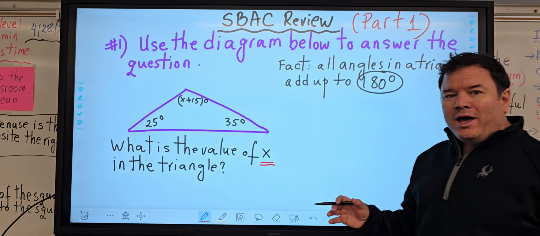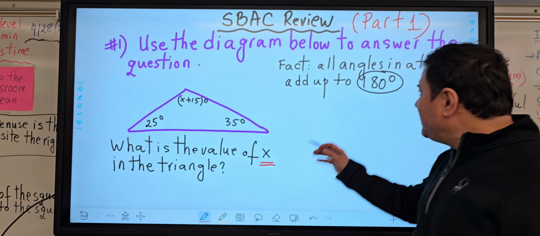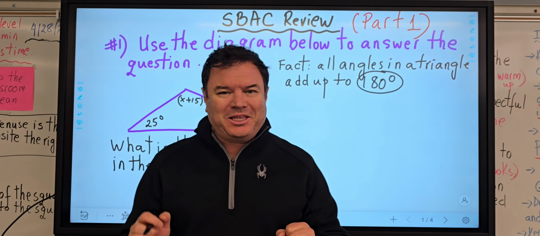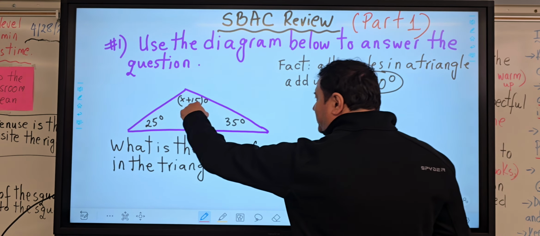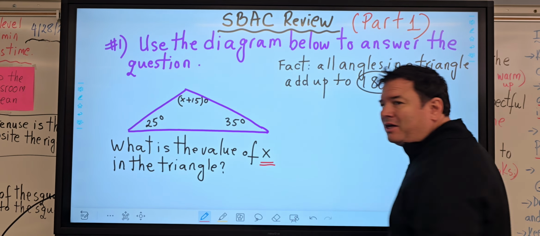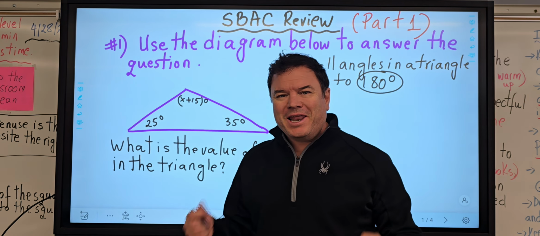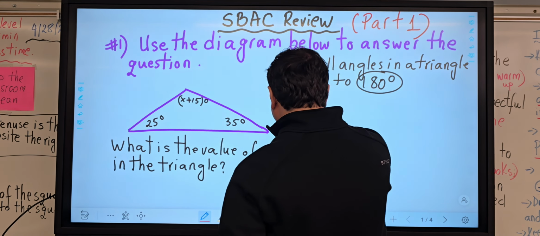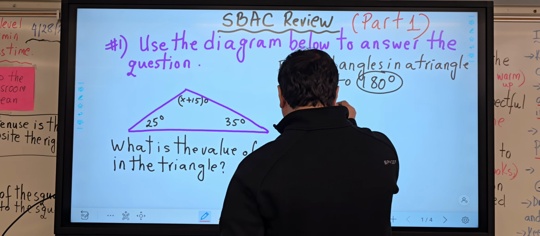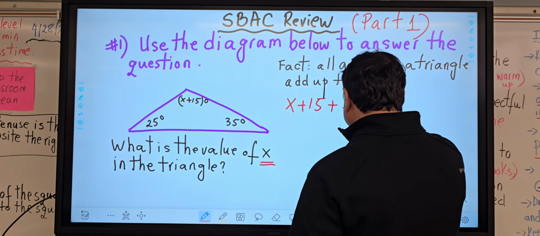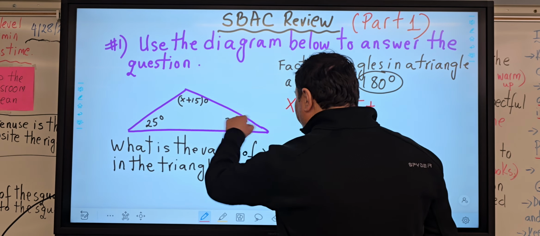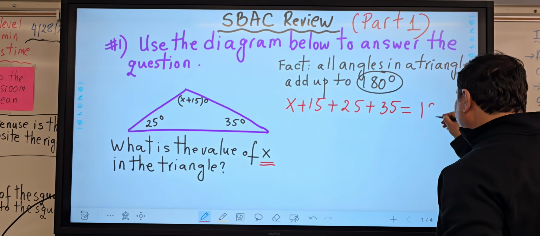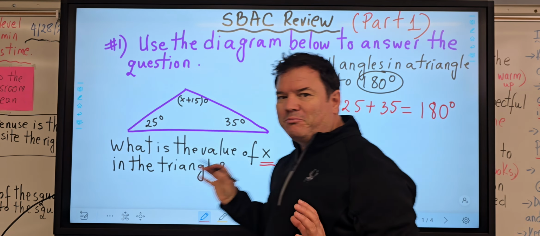Okay? And we know a very important fact. And the fact is, all the angles in a triangle add up to 180 degrees. So all the angles, this angle plus this angle plus this angle, is going to equal 180 degrees. Let's add them up. So this angle up here is x plus 15. So we have x plus 15 plus this angle down here is 25 plus 35. And everything should equal 180 degrees. Please remember this important fact.